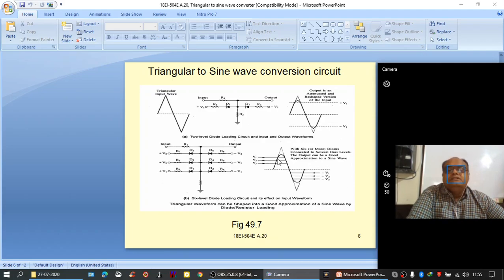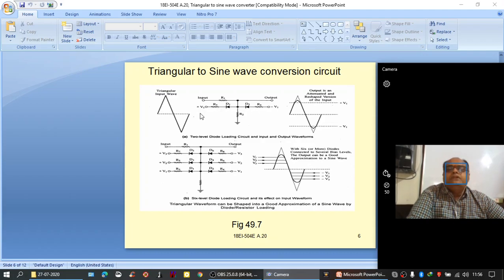So naturally, the nonlinear variation of the triangular wave is limited, and because of the use of diodes and resistors with power supplies, we can get almost a sinusoidal signal at the output instead of a triangular wave. This can be achieved by a simple arrangement like this: two diodes followed by two voltage sources, or six diodes followed by six voltage sources.